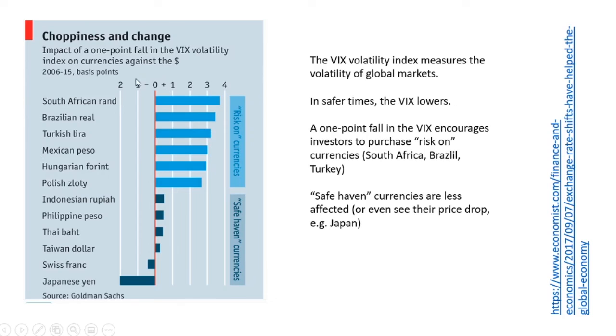following more certain times in the global economy, whereas safe haven currencies, things like the Indonesian rupiah, the Philippine peso, Thai baht, Taiwan dollar, Swiss franc, they are less affected. You can see that there's less of an impact on those currencies of a fall in the VIX index. And some currencies like the Japanese yen, which you would assume would be quite a safe currency, actually see a depreciation because of the fact that we have safer, less volatile times.